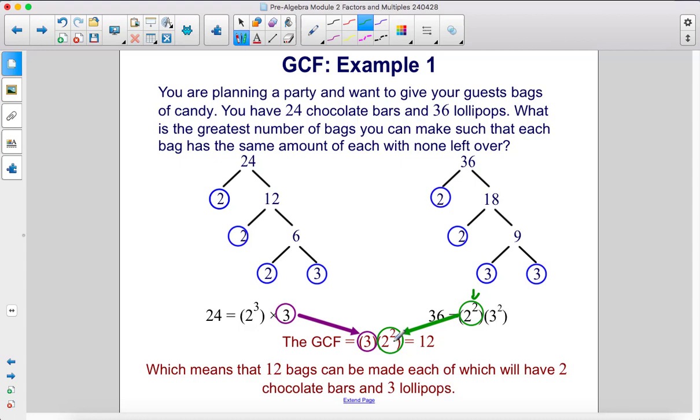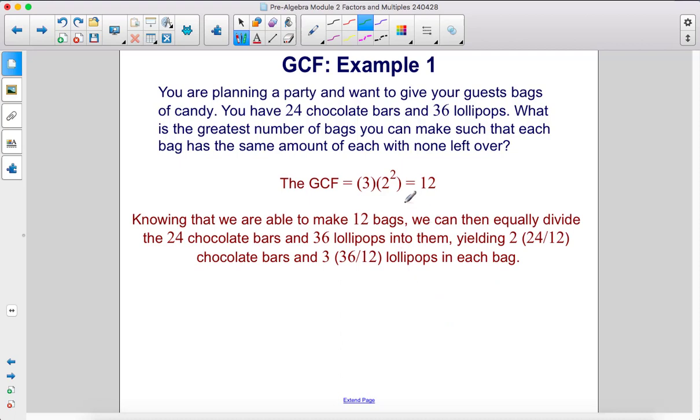2 squared is 4 times 3 is 12, which means that 12 bags can be made, each of which will have 2 chocolate bars and 3 lollipops. Knowing that we're able to make 12 bags, we can then equally divide the 24 chocolate bars and 36 lollipops into those 12 bags, yielding 2 chocolate bars per bag, because 24 chocolate bars divided by 12 gives us 2 per bag, and 3 lollipops per bag, because 36 lollipops divided by 12 bags gives us 3 lollipops in each bag.